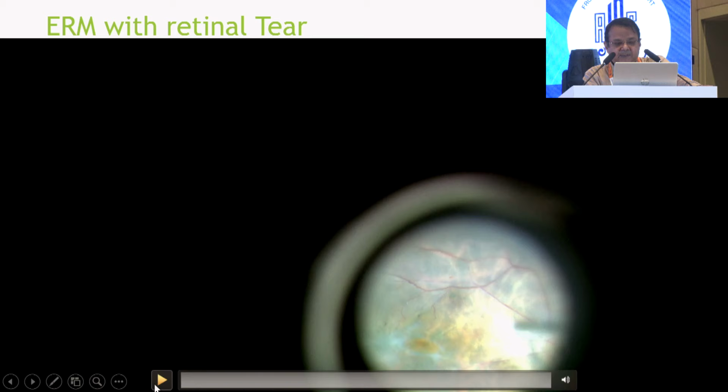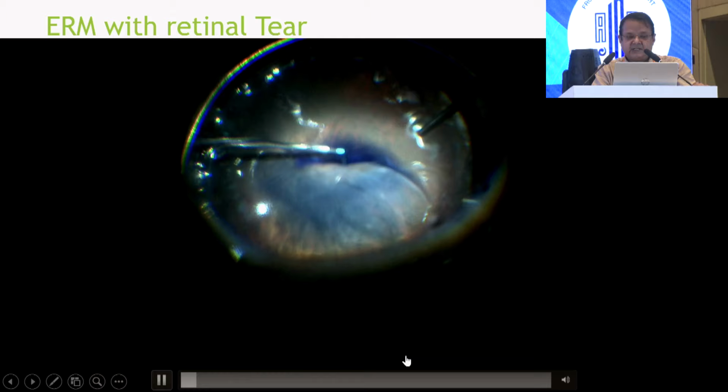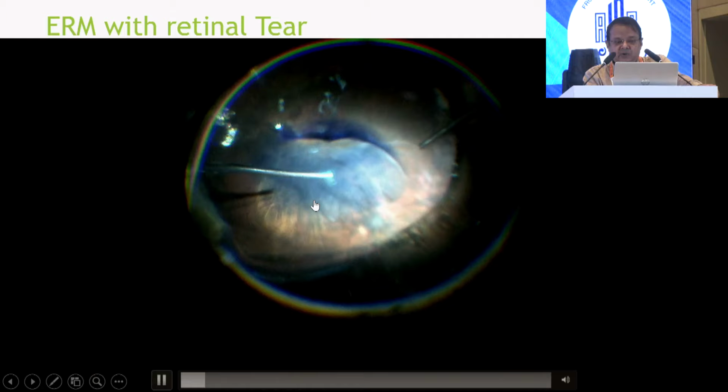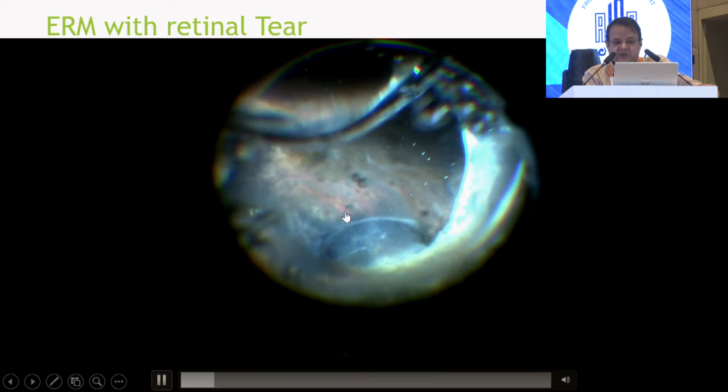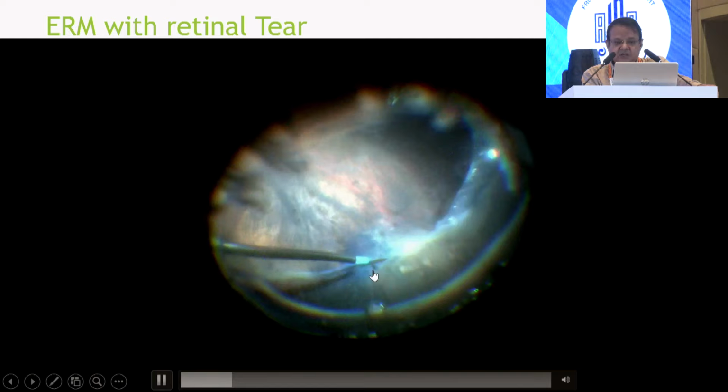You can see here an epiretinal membrane. I didn't find an edge, so I thought I should go ahead and stain this under air. Once I was staining and removing this Reti Blue dye, you can see this mound coming here. After removing the air, I realized that the whole of this retina, because of the fluid-air exchange, has ripped from the edge of the buckle, and there is an inferior detachment in this patient.